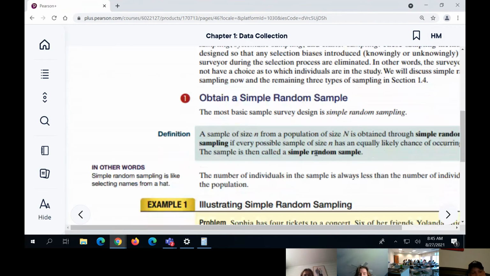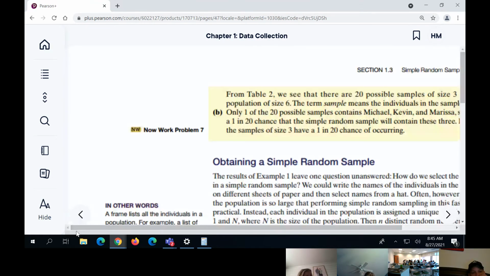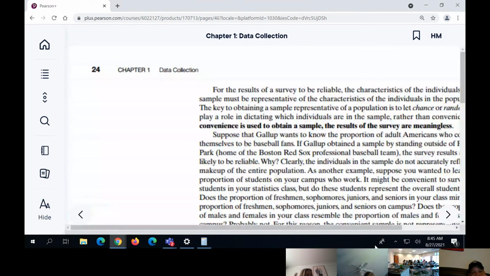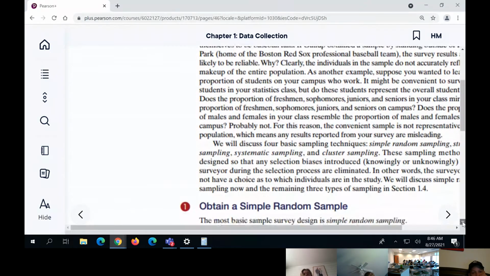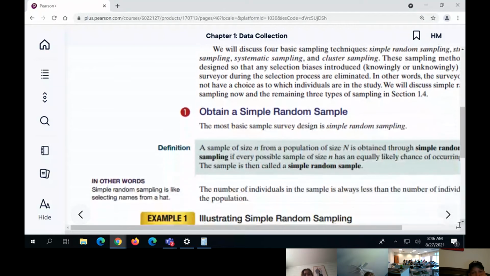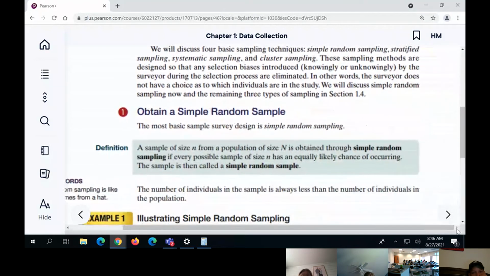What is a simple random sample? A simple random sample is grouping. Now, you have some teachers and some books that kind of differ on this, but I'm going to tell you the way I was taught at Clemson.